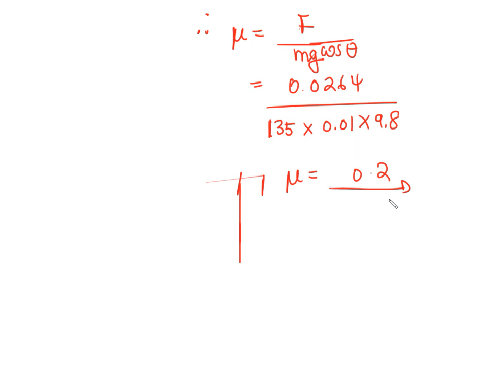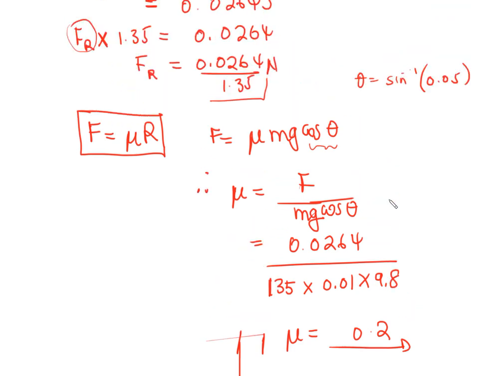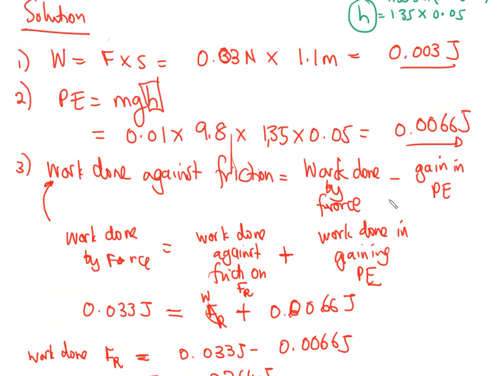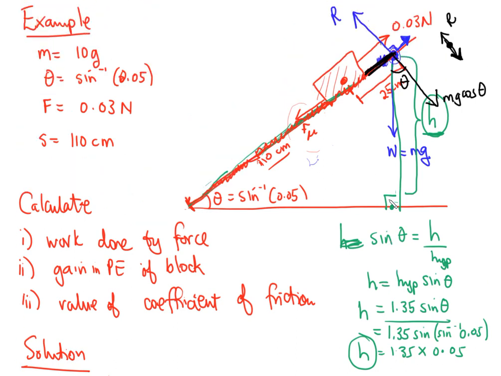This was a really long example, but it touched on so many things. It touched on work done, it touched on potential energy gained, and we emphasized a very important point, that potential energy gained is not the work done on this incline. It is calculated using the vertical height above the ground, and then we did the coefficient of friction. In the next video we are going to quickly discuss something called conservative forces, a very important concept. So see you in the next video.